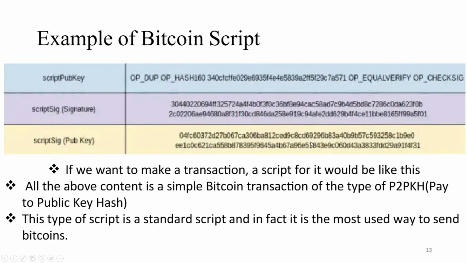So if you look at this example of a Bitcoin script, there are two components. One is the script public key and the other is the script signature, right? So if you want to make a transaction, the script for it would be like this. All the above content is a simple Bitcoin transaction of the type P2PKH, pay to public key hash. This type of script is a standard script and the most used way to send bitcoins. We learn this now.